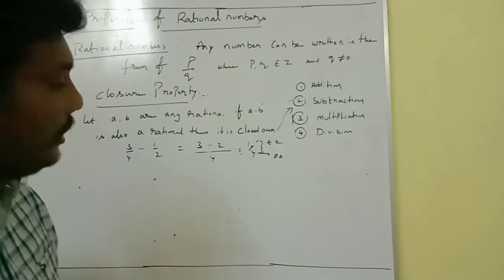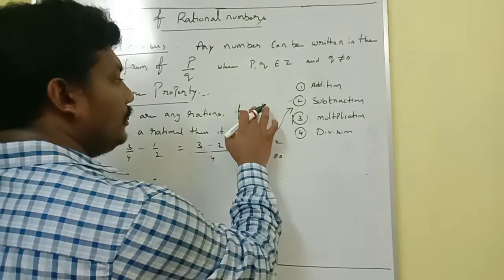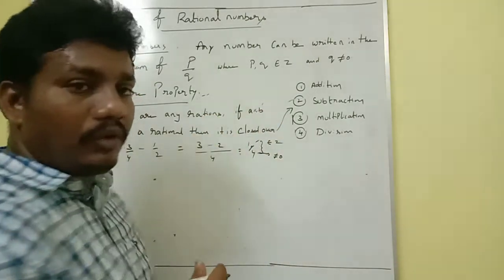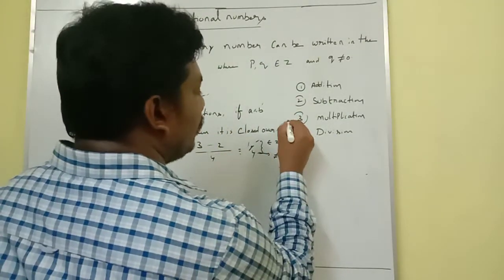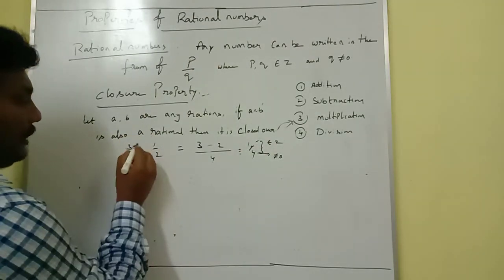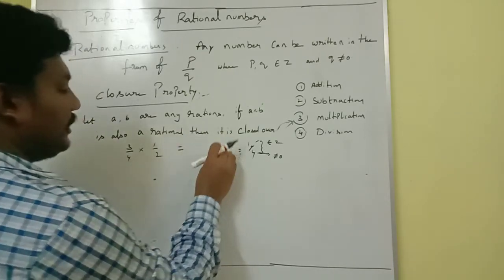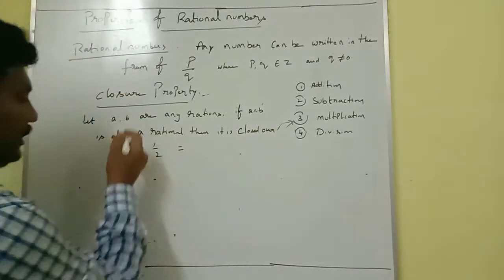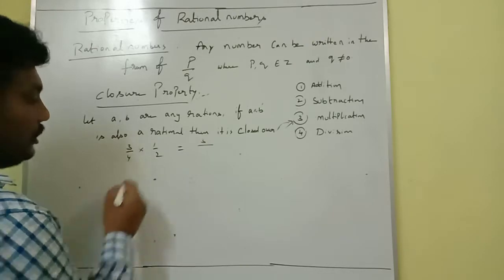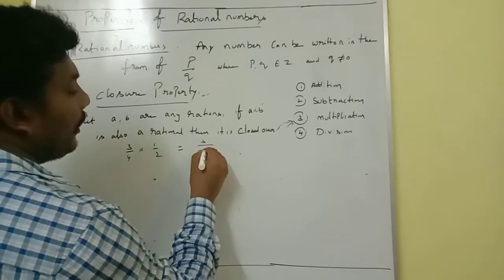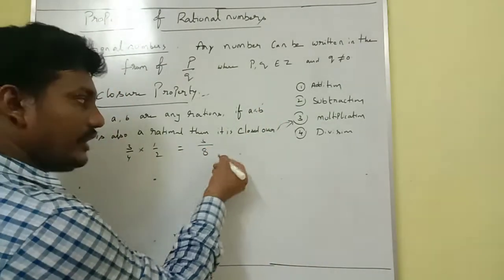Then coming to multiplication. Let a, b be any two rationals. If a into b, the product, is also rational, then it is closed over multiplication. Now we write the multiplication symbol. Multiplication we can do directly: multiply both numerators, 3 into 1 is 3, and both denominators, 4 into 2 is 8. So it is 3 by 8. This is also a rational number.